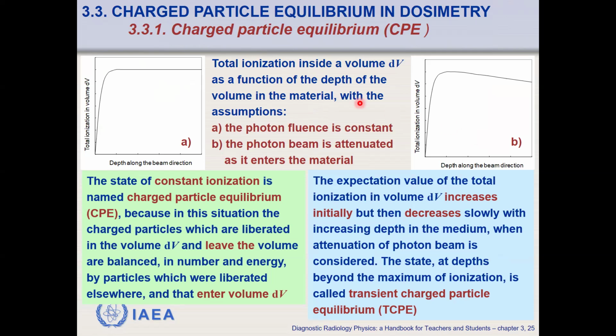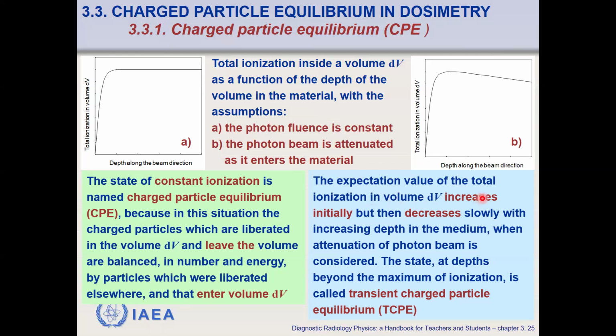So the first state, we can call it the state of constant ionization, and we can also call it the charged particle equilibrium state. Because in this situation the charged particles which are liberated in the volume dV and leave the volume are balanced in energy and in number. While in the second case we talk about the expectation value of the total ionization in volume dV.